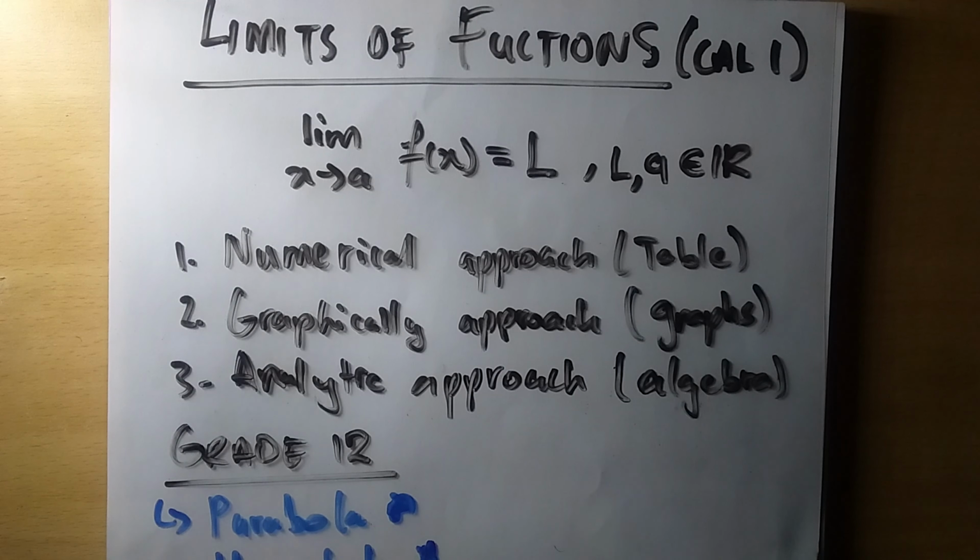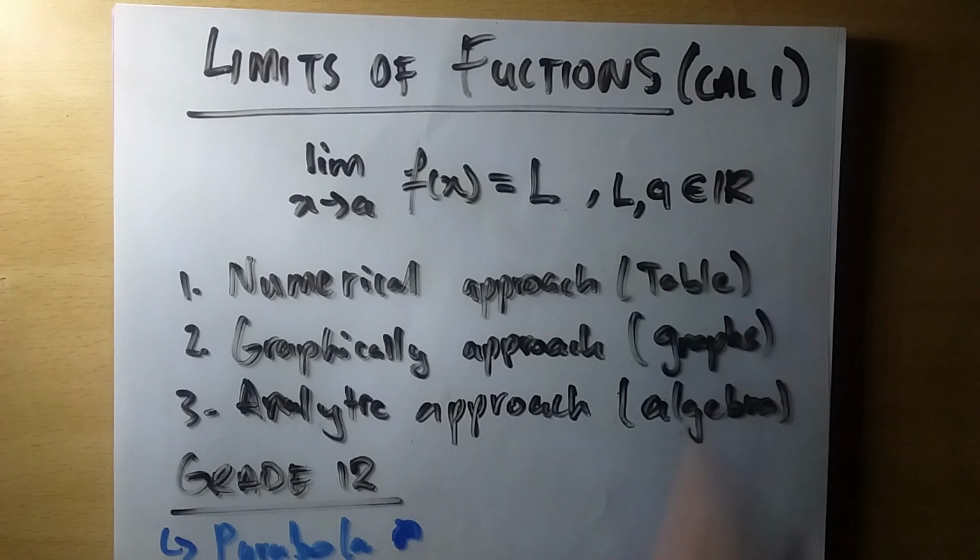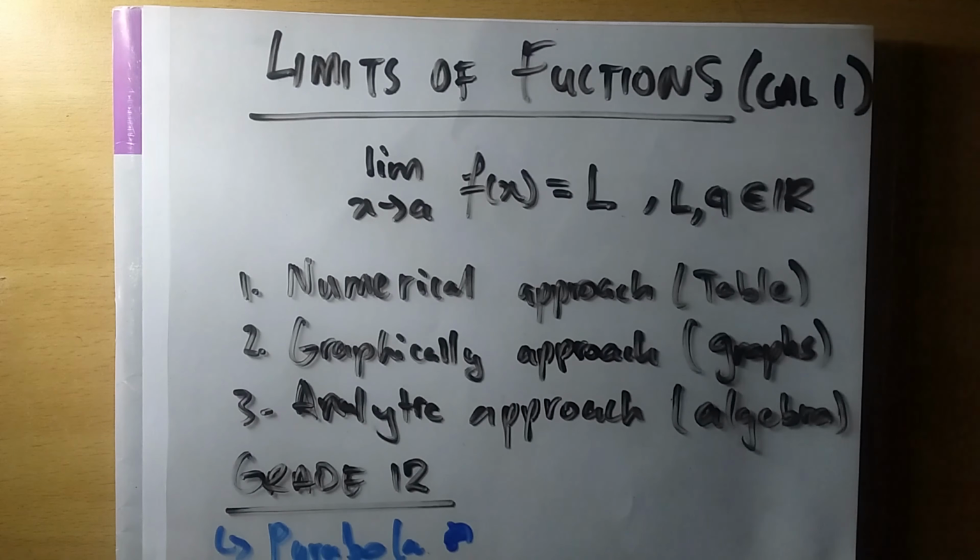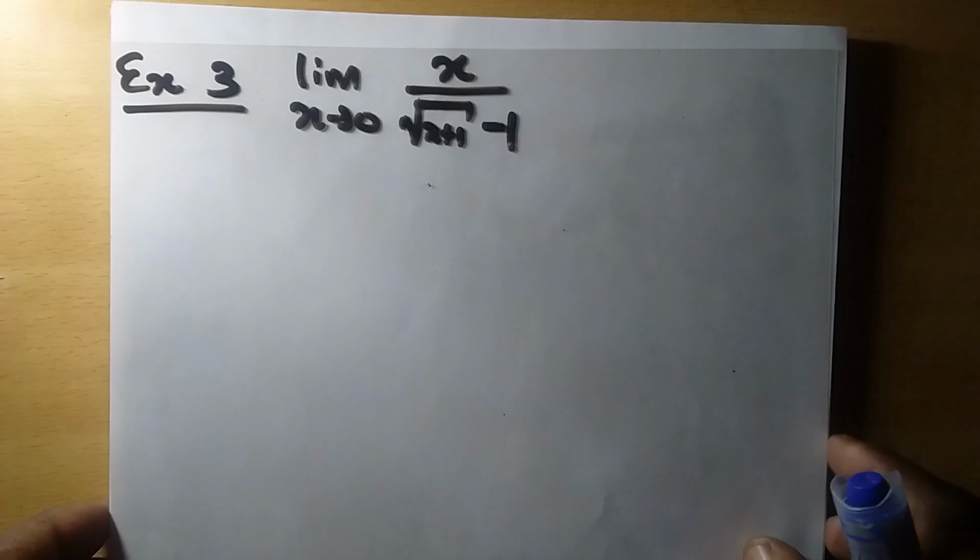Guys, we're still doing limits of functions. I'm doing the last example using the tree approach that we discussed in the first session. So without wasting time, let us go through it. But remember, as I said, this is limits of functions for Calculus 1. So now, let us see this type of limit of a function.